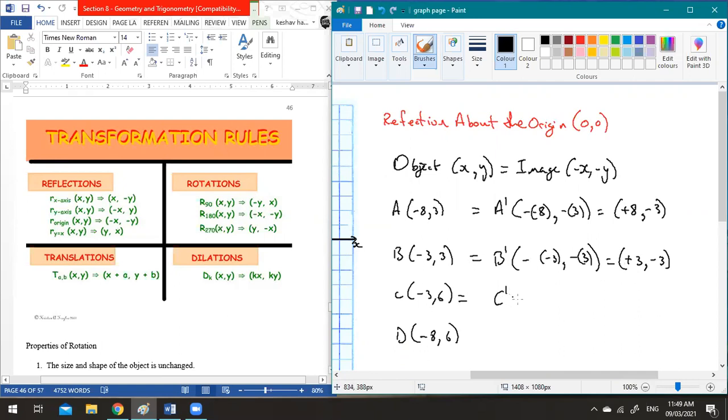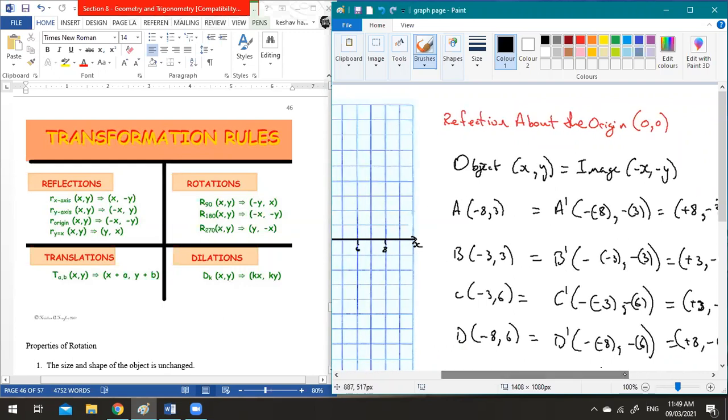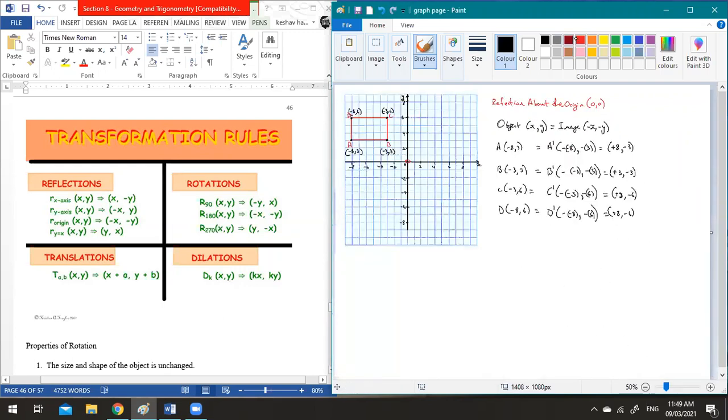C, the image would be, again, put a negative sign in front of the values. You'll get +3, -6. And the image of D, a negative in front of the negative 8, negative in front of the 6. So +8 and -6. So let's go and plot these points.